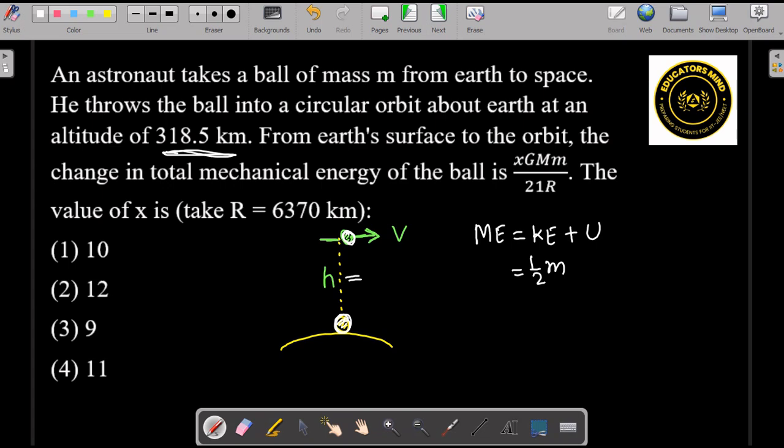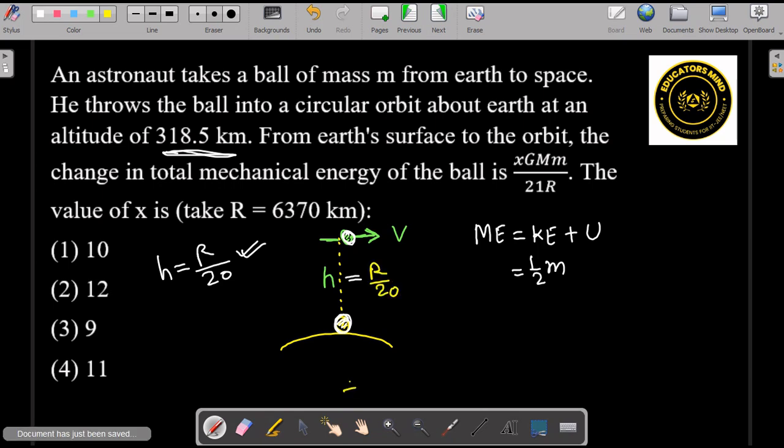I think it looks like 637, half of 637, right? And 10 times. That means this height looks like R by 20. This height is R by 20. We can easily make out because 318.5 is half of 637. The extra factor of 10 is also there. So 1 by 20 times. Okay. Then height is R by 20.